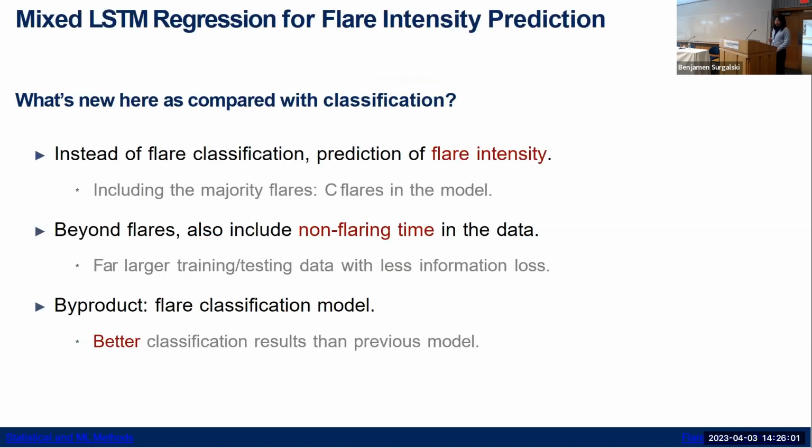And then we proposed this new model, combining the idea of finite mixture models from statistics and another neural network model. So it's a combination of a highly interpretable model and a black box model. So this is a mixed LSTM regression model for flare intensity prediction. So instead of flare classification, we're focused on flare intensity prediction. And beyond the flaring time, we're also looking at the non-flaring time, the quiet time in the data, as a baseline. And the byproduct is that we also have a flare classification model.